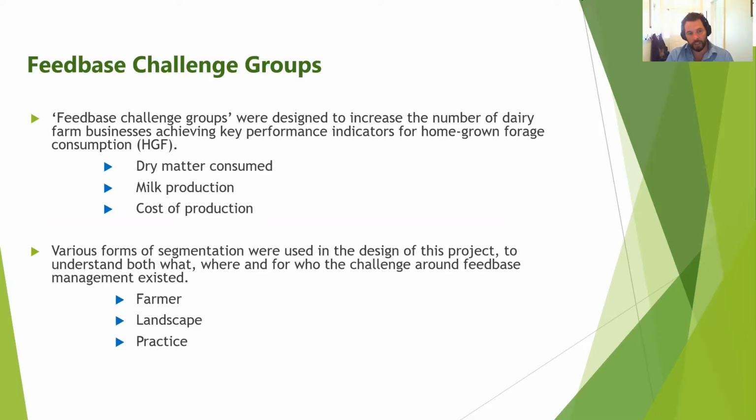And this related to, I don't know how many of you have a livestock background, but dry matter consumption matters. We don't need to go into detail. Milk production obviously matters for dairy farmers, and cost of production matters for all farmers. So there were some key performance indicators around each of those, which the industry had set some targets around shifting.